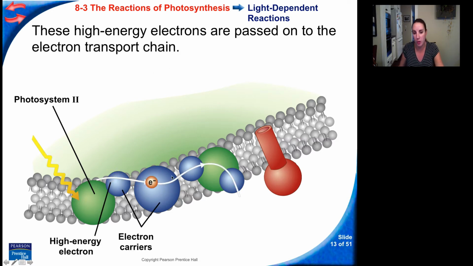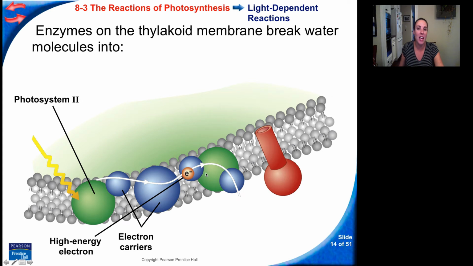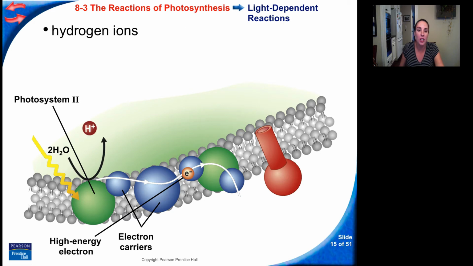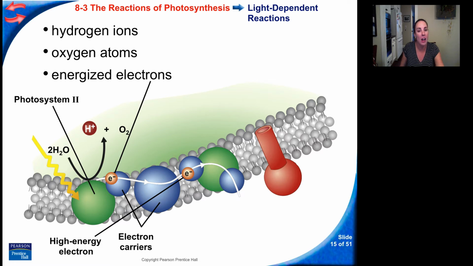Here's the electron transport chain. It transports electrons. These are just electron carriers, basically proteins that carry electrons. Here's your high energy electron. Enzymes on the thylakoid membrane break water molecules into hydrogen ions and oxygen atoms and energized electrons.